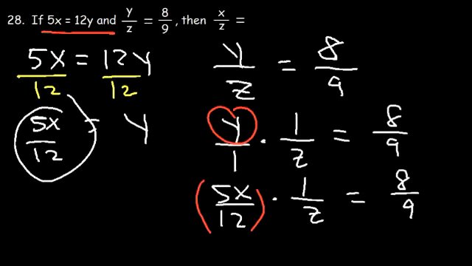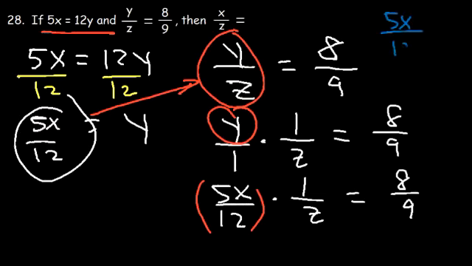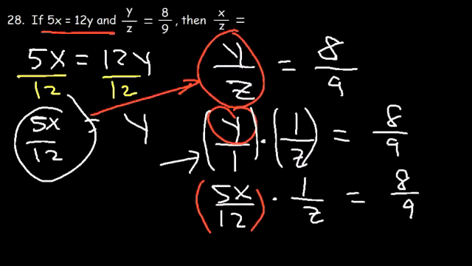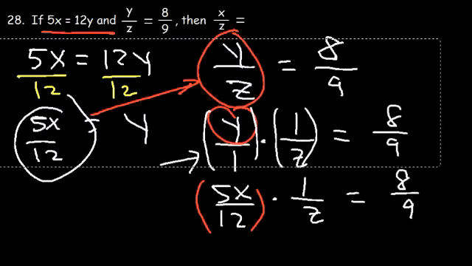It's always better to separate this fraction into two fractions by multiplication rather than plugging this in directly. If you plug it in right now, it's going to look like this: 5x over 12 divided by z. And then you're going to have to fix that fraction. Now you have a complex fraction. So I wanted to avoid the formation of a complex fraction. And so what I did is I separated this into two fractions by multiplication, and it makes it so much easier. So now, let's continue with what we have at this point.